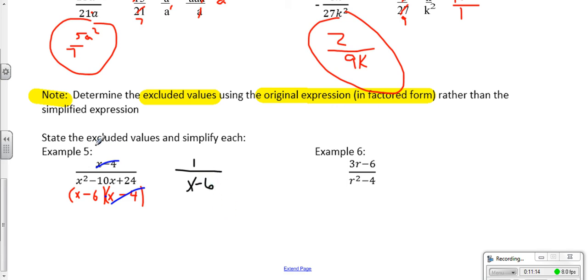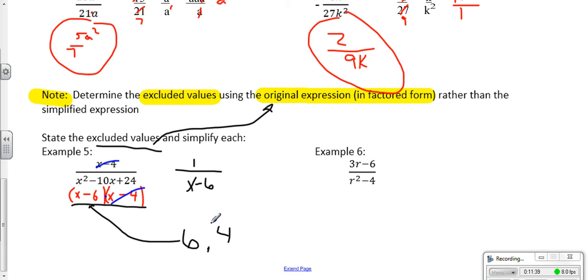Now when they say excluded values, it says from the original expression. So in this final answer, I'd say, oh, my excluded value is a positive 6. And that is true, except we have to consider the original expression before we're done. So notice the 6 does come from here, but also we have to consider a 4, because that one comes from this one. So those are considered the excluded values. If you had x equal to 6 or 4, it would cause the denominator to be 0, therefore undefined, and we can't do that. So here's your answer, and here's your excluded values.